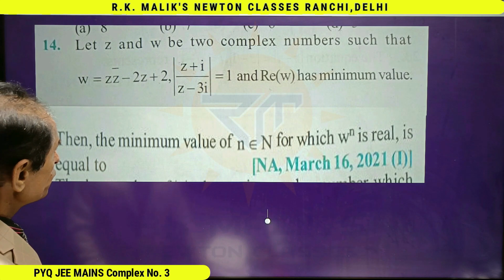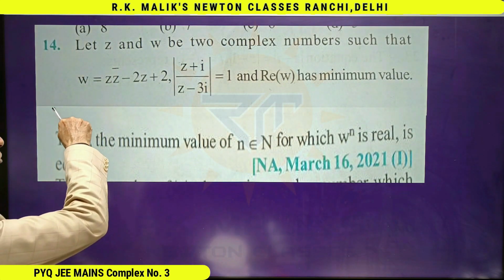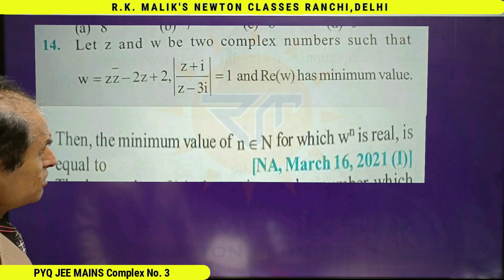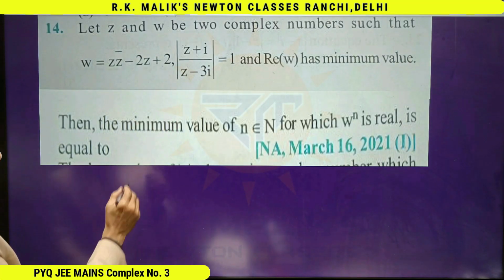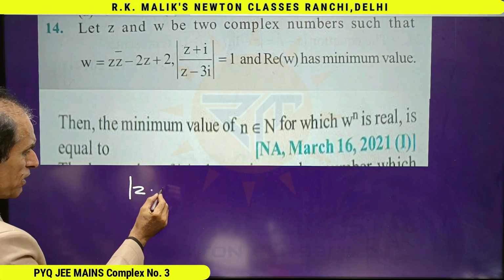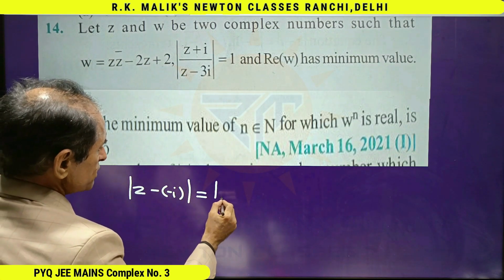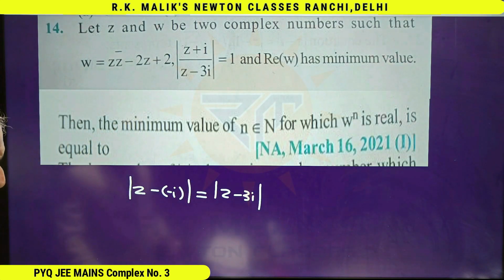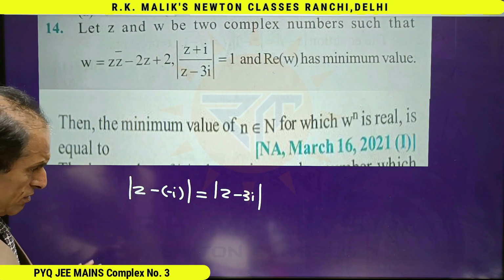w should be equal to this, and real part of w should be having minimum value also. First of all, we try to find the value of w, and because the value of w depends upon z, therefore first of all let us see the value of z which will satisfy this equation. This means mod of z minus (minus i) is equal to mod of z minus 3i. That is, z is a complex number whose distance from minus i and 3i is equal.